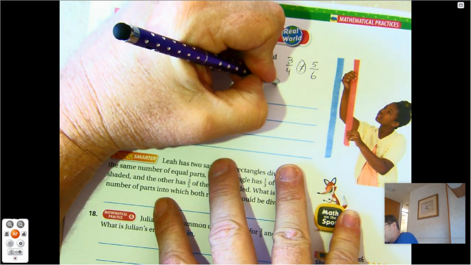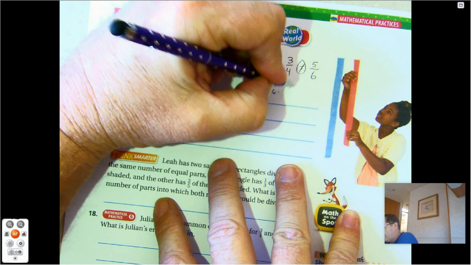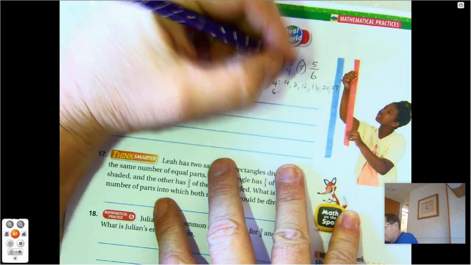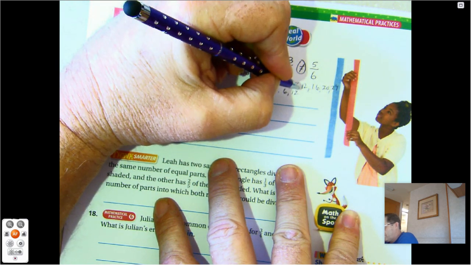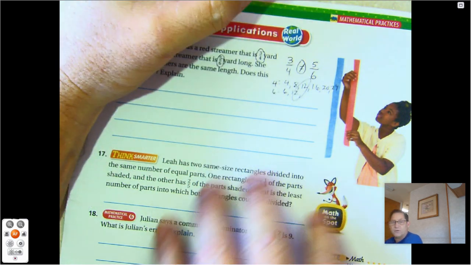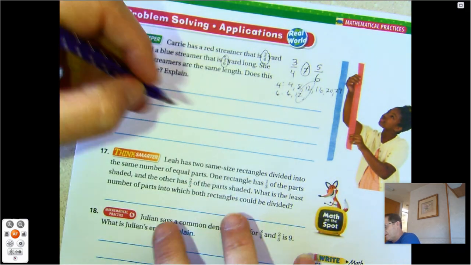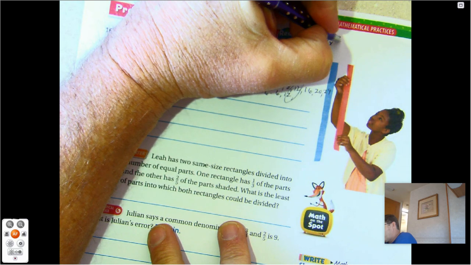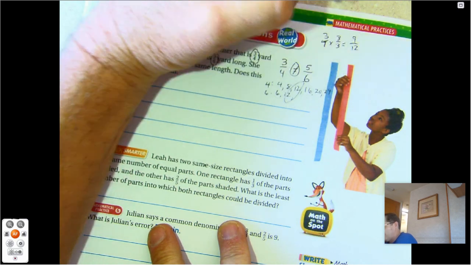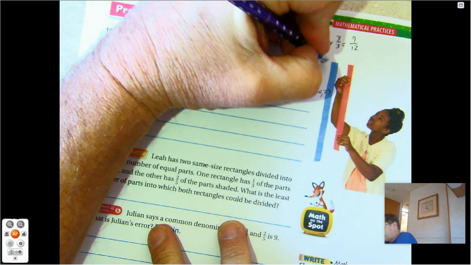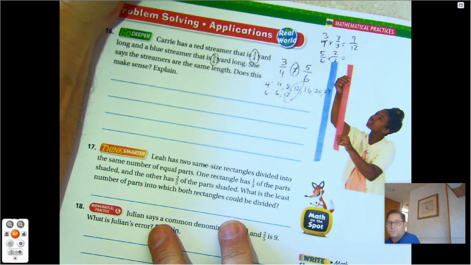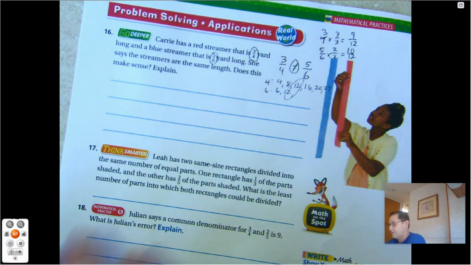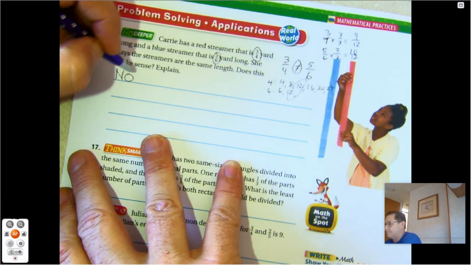Let's confirm it by finding common denominators. 4, 8, 12, 16, 20, 24. 6, 12. I'm going to stop there because they can both turn into twelfths. So 3/4 times 3/3 would be 9/12, and 5/6 times 2/2 would be 10/12. And again, they do not match. So no, it does not make sense.